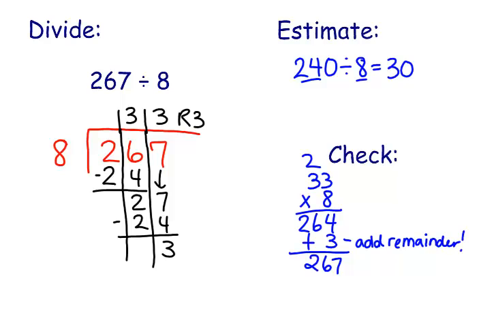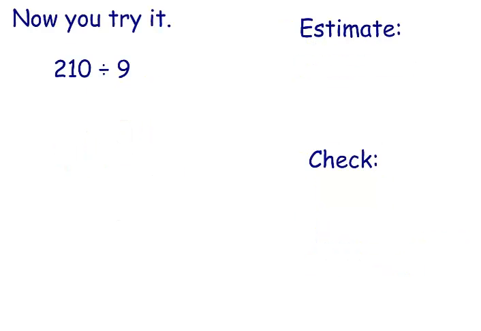Okay, now you try it. Put this into your notes, pause the video, and do the estimate first, then find the quotient and check it. Pause the video now. Okay, let's go ahead and solve this. I'm going to rewrite it. 210 divided by 9. And let's go ahead and think of our estimate.